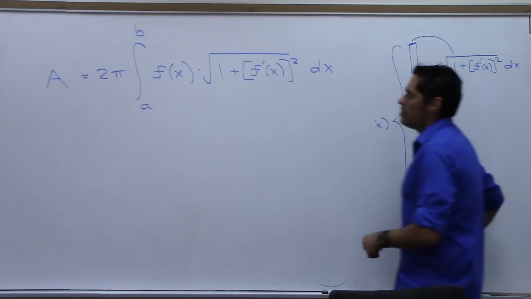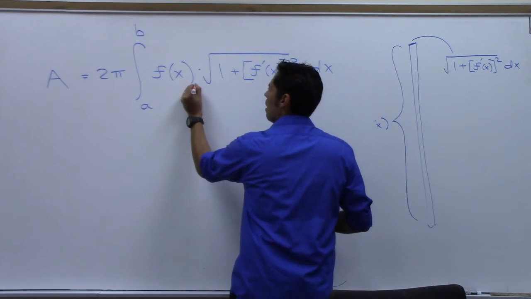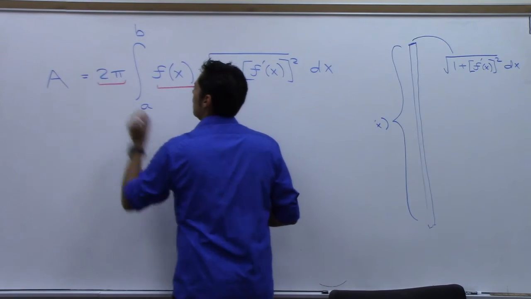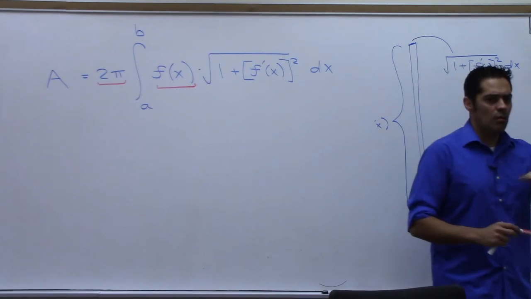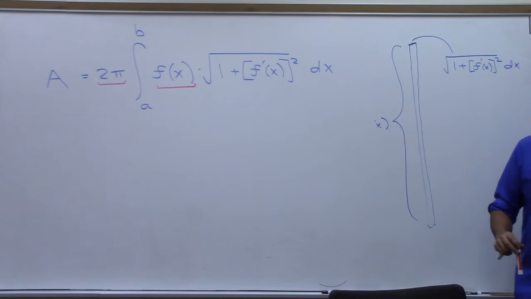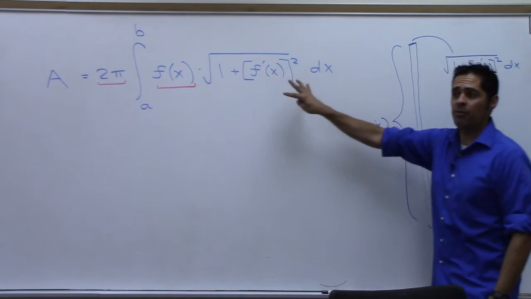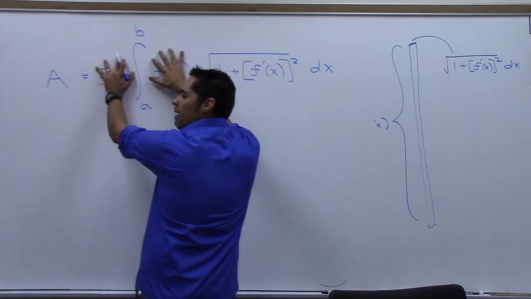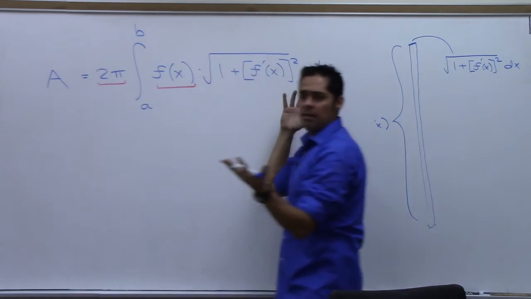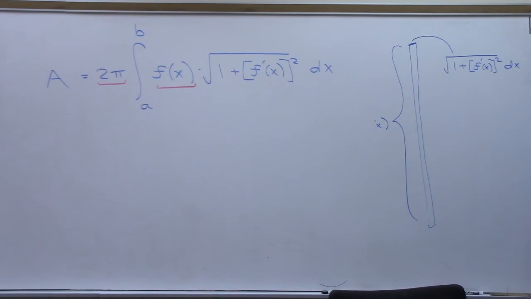So everything that's underlined in red here is the only thing different between this formula and the arc length formula, right? The arc length formula is exactly this formula with these two pieces taken out. That's arc length. Add that in, that's surface area. Okay?